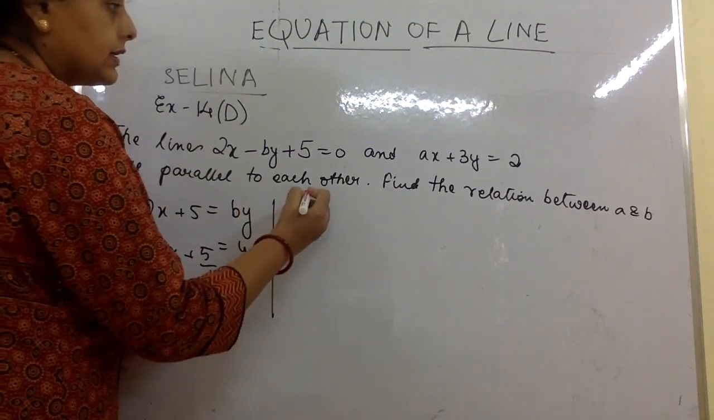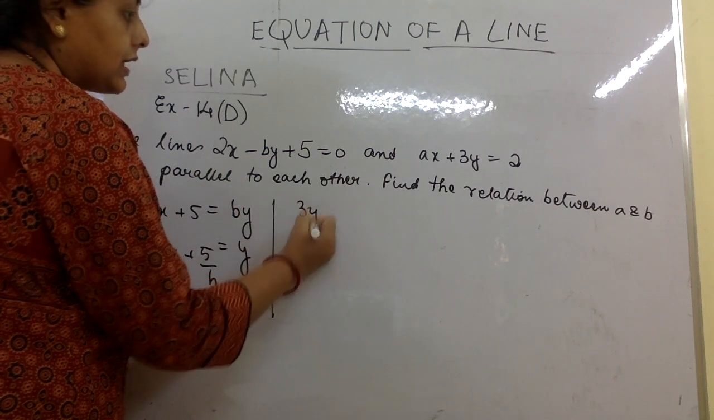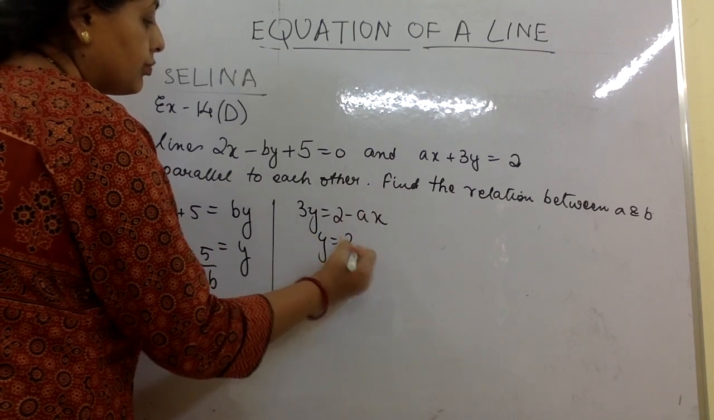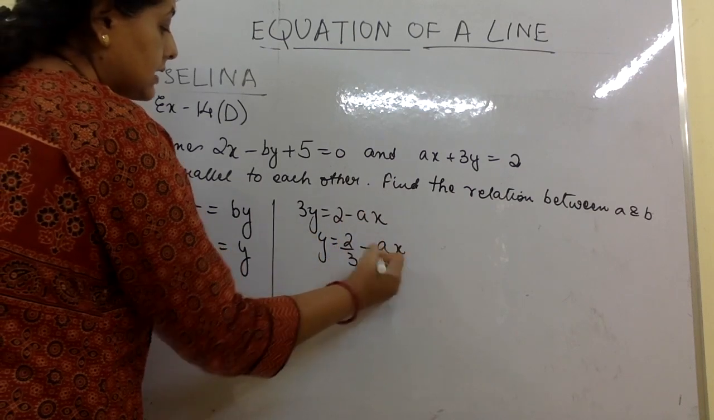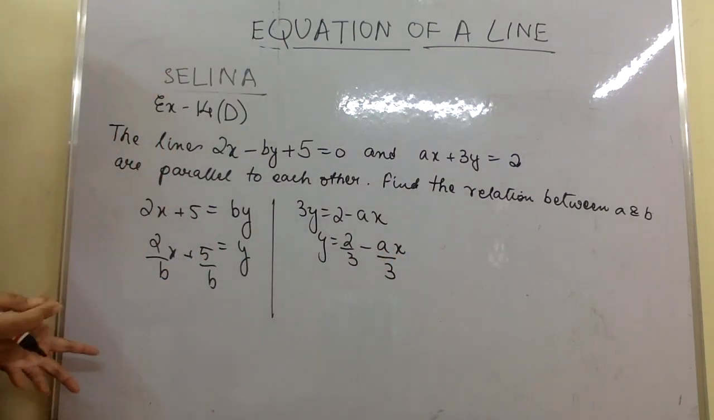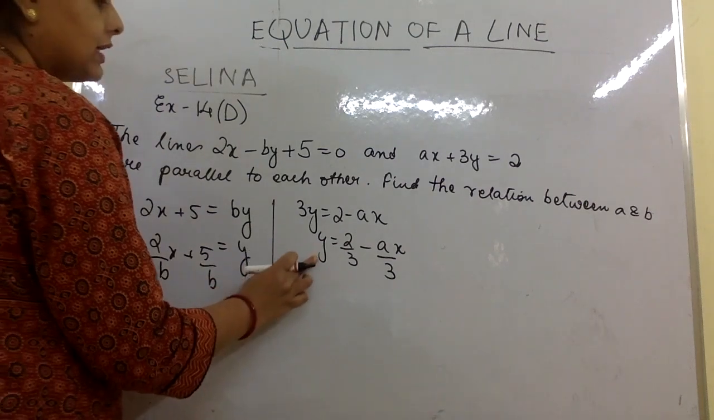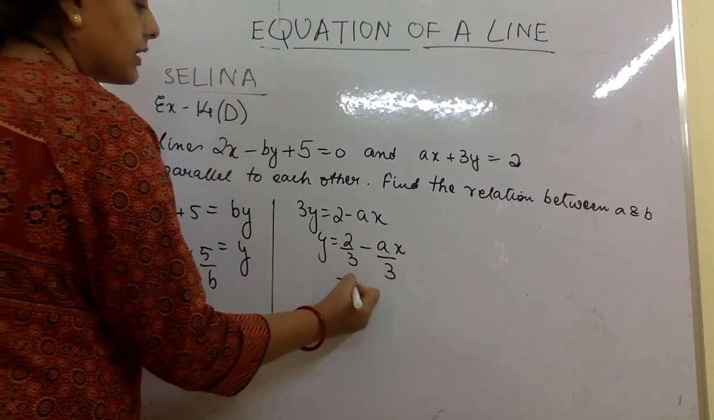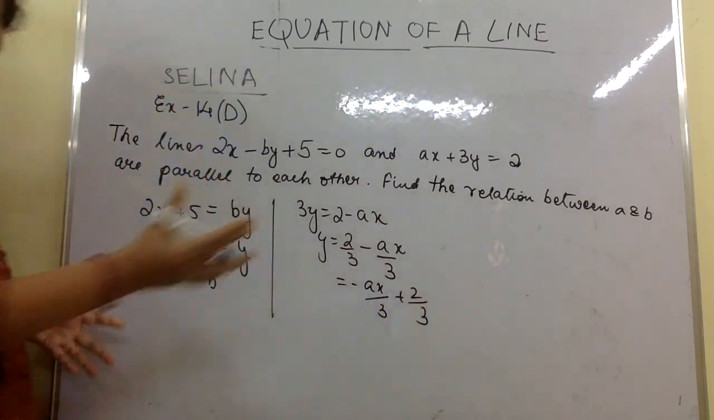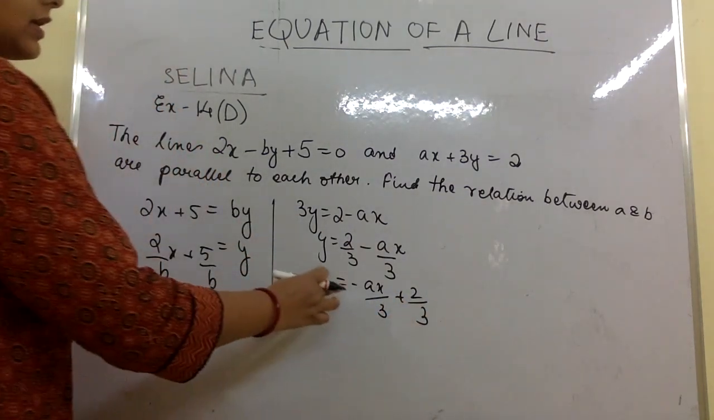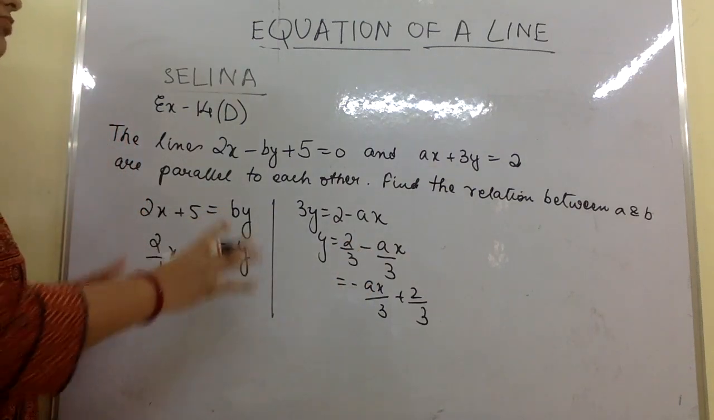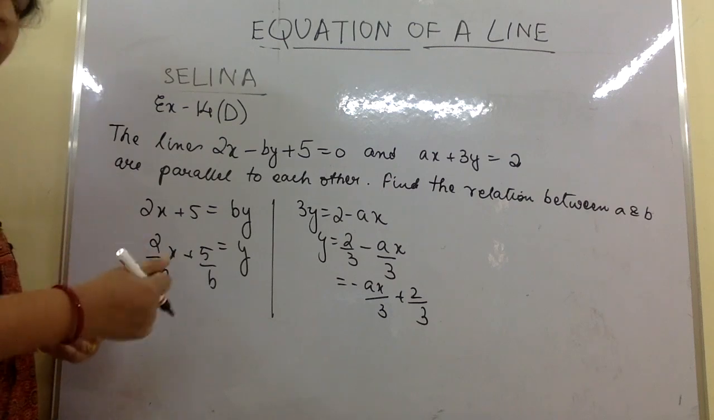Then here, 3y is 2 minus ax, y is 2 by 3 minus ax by 3. Again, if you note, I have written it in the form y is equal to mx plus c. But be careful about the signs, because we must take the negative along with this. So here I have both the lines in the form y is equal to mx plus c.